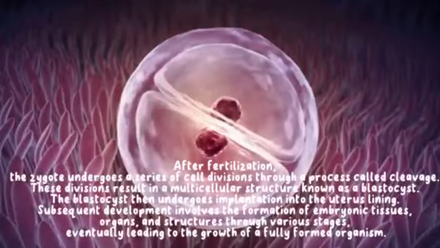After fertilization, the zygote undergoes a series of cell divisions through a process called cleavage. This division results in a multicellular structure known as a blastocyst. The blastocyst then undergoes implantation into the uterus lining. Subsequent development involves the formation of embryonic tissues, organs, and structures through various stages, eventually leading to the growth of a fully formed organism.